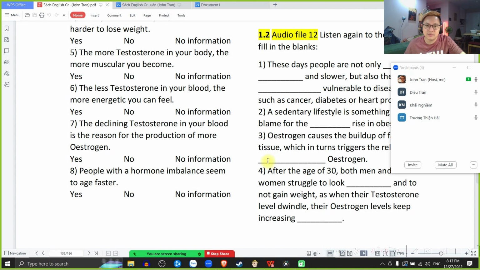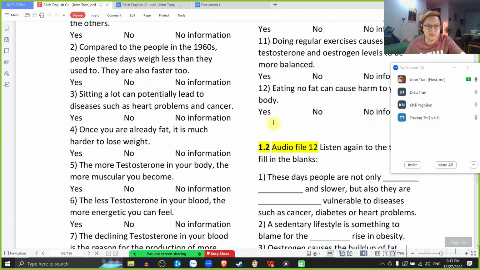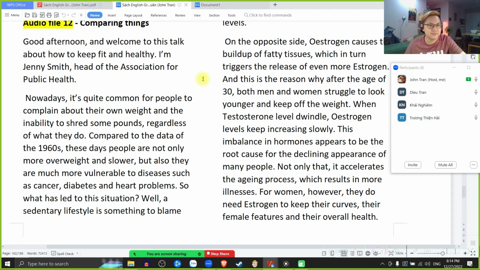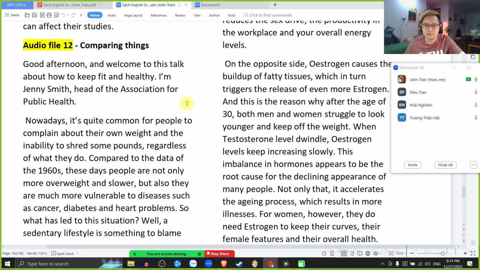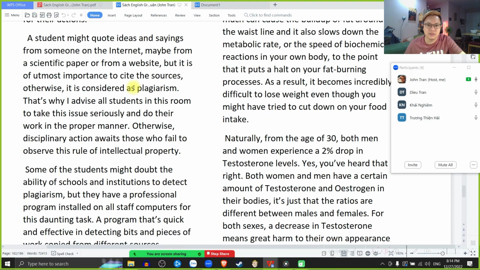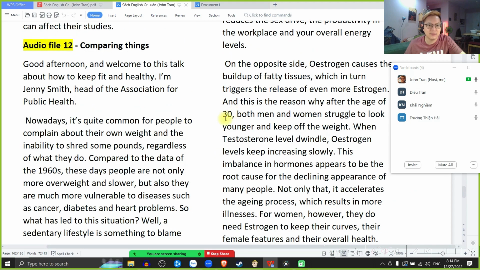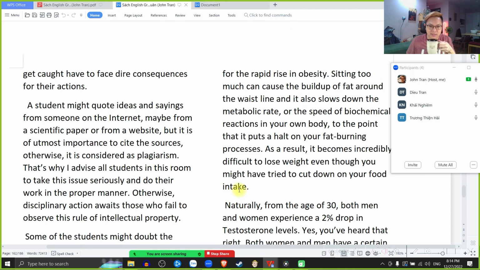Okay, back to it. So yesterday we did this part. So let's do the audio file now. Okay, compare things. Hi, can you read this one? Just read it until intake, okay? Okay, good afternoon and welcome to this talk about how to keep fit and healthy. Read it, Khai. Read up to where? Read to the end of this paragraph 2, to the word intake.